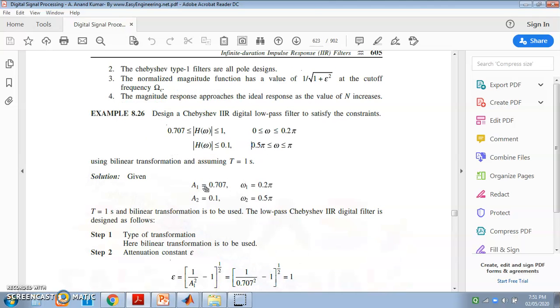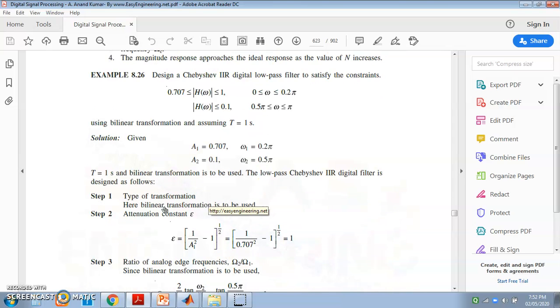Here it is provided with A1, A2, and passband frequency omega 1 and stop band frequency omega 2. This A1 and A2 are given in value, that is 0.707 and 0.1, and they can be converted into decibel values, and those decibel values can also be used in MATLAB. So this A1 and A2 are the passband and stop band gains, one can say.